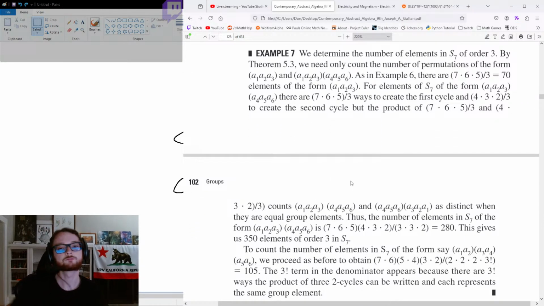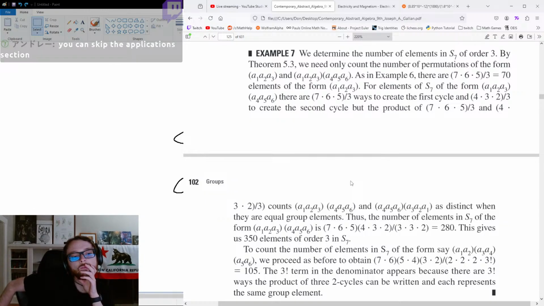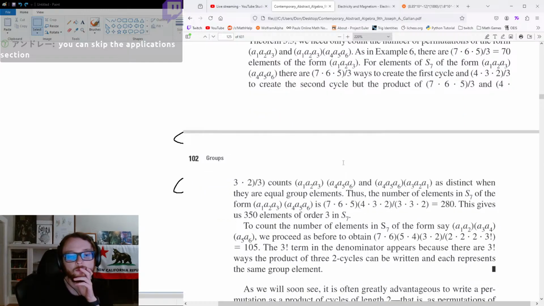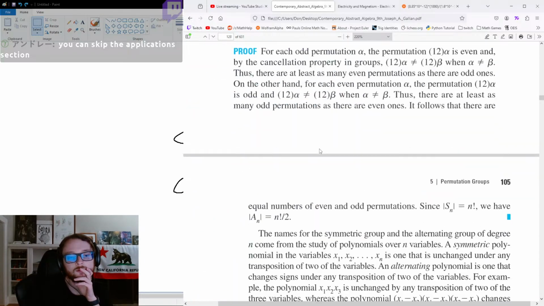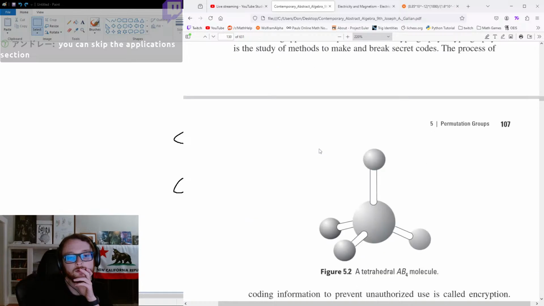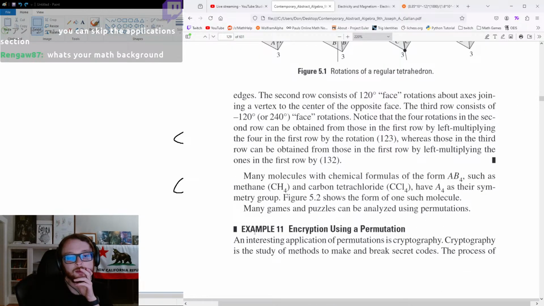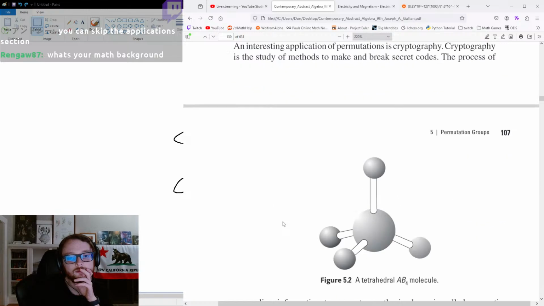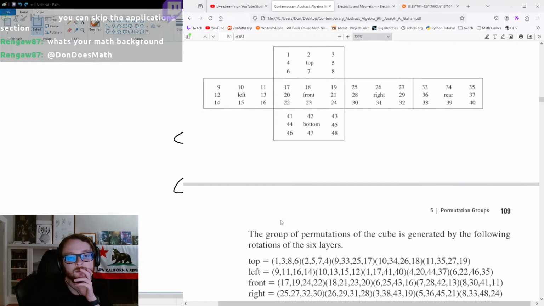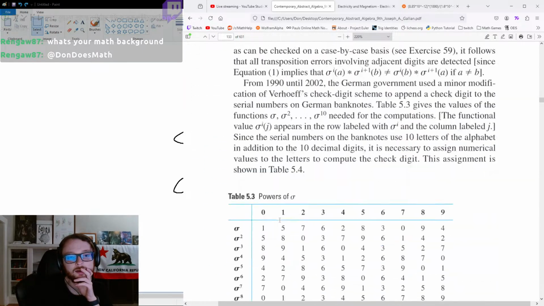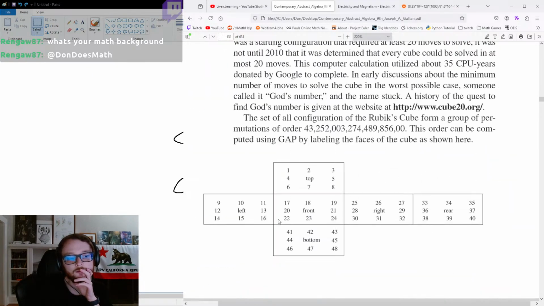Example 7. You can skip the application section. Oh, I didn't even see that there was one. That looks like an application. I'm ready to do the Rubik's Cube part, but yeah, I don't care about a lot of this.